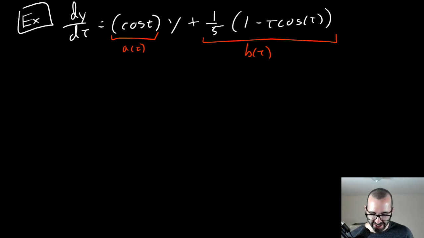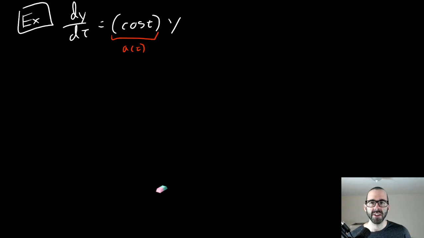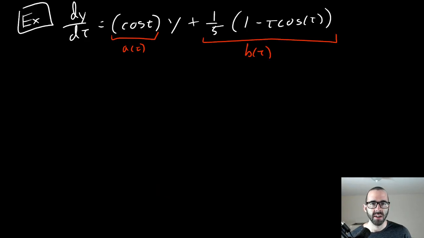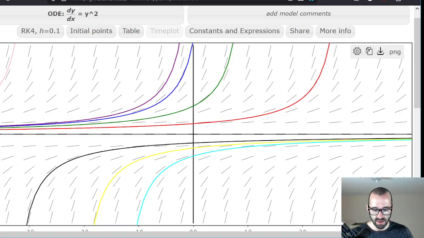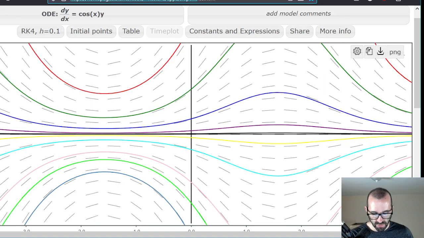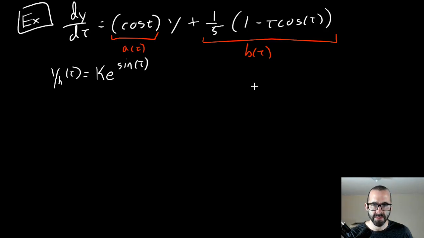Okay, well, too many definitions in this class, right? All right, so we already found from before, we already solved this one. This was in the last video. So we already know a solution to the homogeneous differential equation. We already found that in the last video. That was just k e to the sine t. And we plotted all the solutions for that homogeneous differential equation with a slope field. That's what the homogeneous solutions look like.